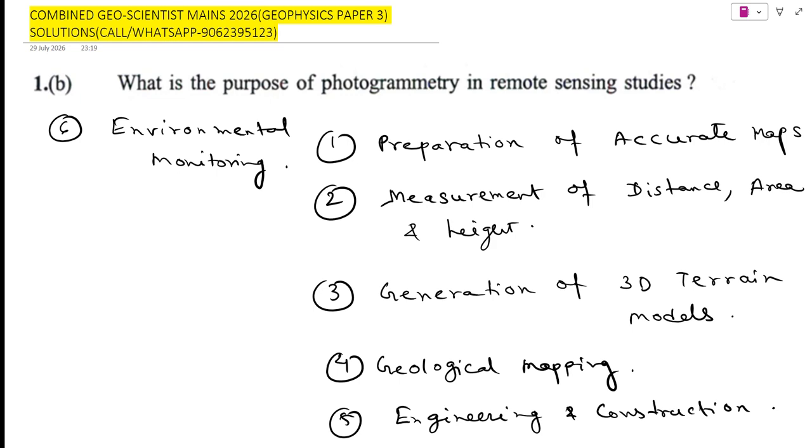Okay. So, remote sensing tells us what is there, and photogrammetry tells us how big, how high, and where exactly. Okay. So, this is the whole thing for this question. All right. Now, yeah. So I hope all the important points are now clear to you. So if you get this kind of question in the examination, you can answer it this way with these important points.